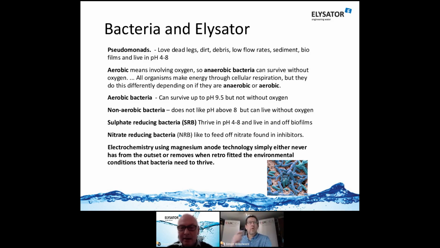SRBs like pH between 4 and 8, we're above that, and we remove the biofilms. And then NRBs like to feed off nitrate. Well, we don't have inhibitors, and if they are in there, we strip them away. So we're providing a much better environment for preventing corrosion and making sure we don't have bacteria in our systems. And it all adds up to a much more efficient system, lower running costs, lower startup costs, lower maintenance costs, and a more reliable network.